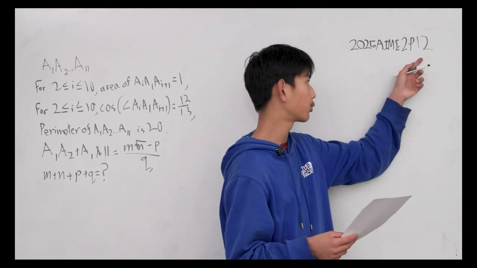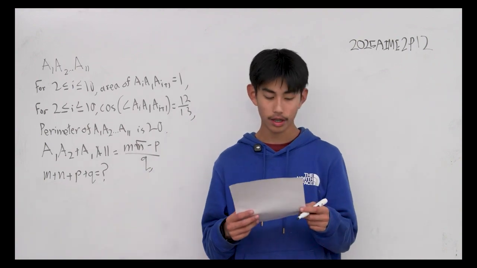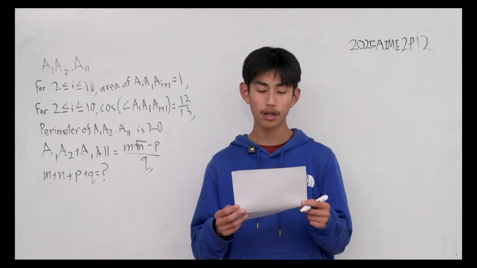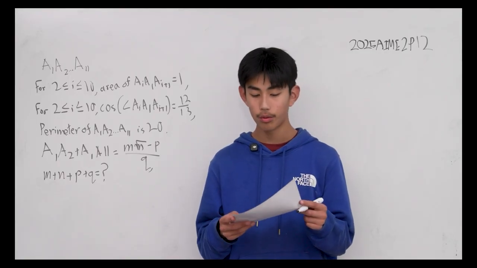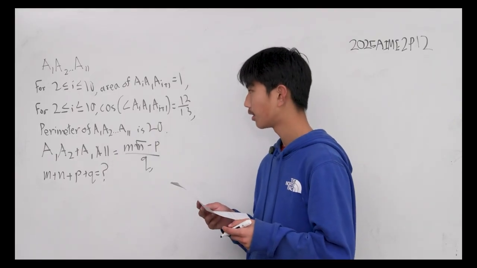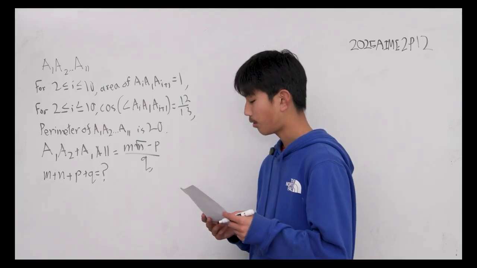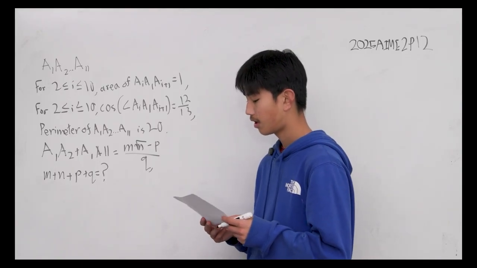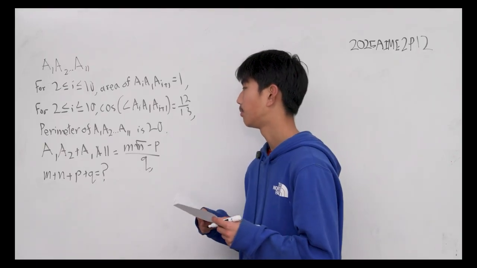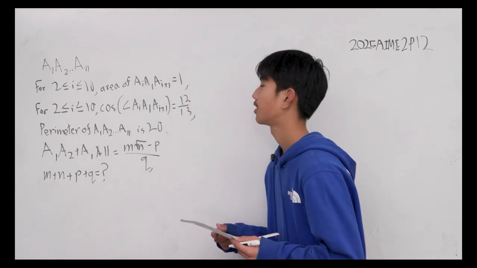We're solving problem 12 from the 2025 AMC 2. Let A1, A2, all the way to A11 be an 11-sided, non-convex, simple polygon with the following properties. For I greater than or equal to 2 and less than or equal to 10, the area of the triangle A sub I, A1, A sub I plus 1 is always 1.